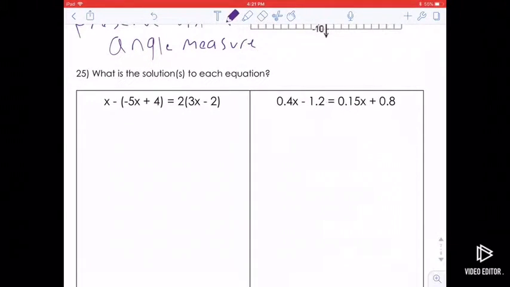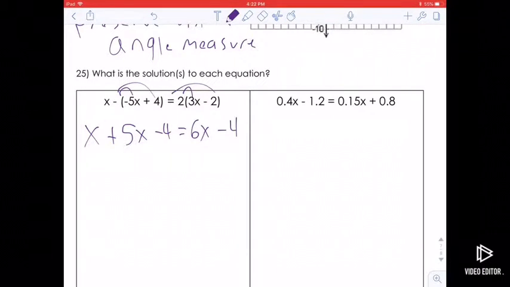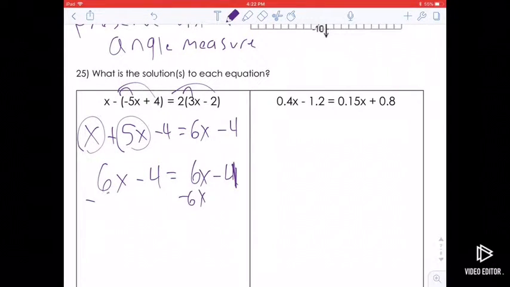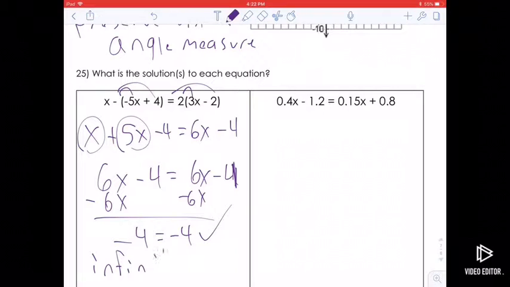And the solutions to each equation, to finish up here, I need to distribute the negative sign here, and I'm going to go ahead and distribute the 2 on this side. So x plus 5x minus 4 equals 6x minus 4. Combine like terms on the left-hand side. 6x minus 4 equals 6x minus 4. You do see your answer right here, but I'm going to go ahead and subtract 6x on both sides, giving us -4 equals -4. This is true, which means there are infinite solutions.